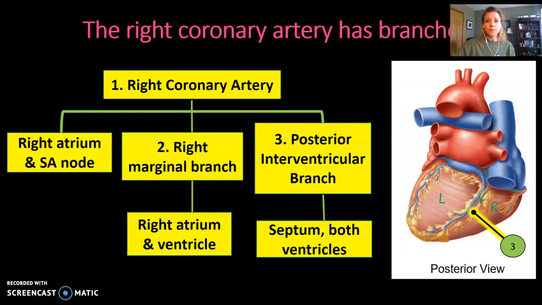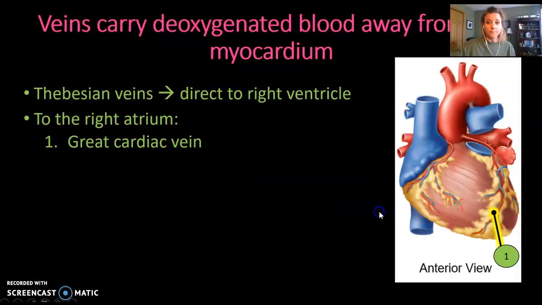And so those are the coronary arteries that you need to know. But equally important to bringing oxygen and nutrients to the cells that make up the heart is taking away carbon dioxide and waste products. It's the veins that are going to do that, the coronary veins.